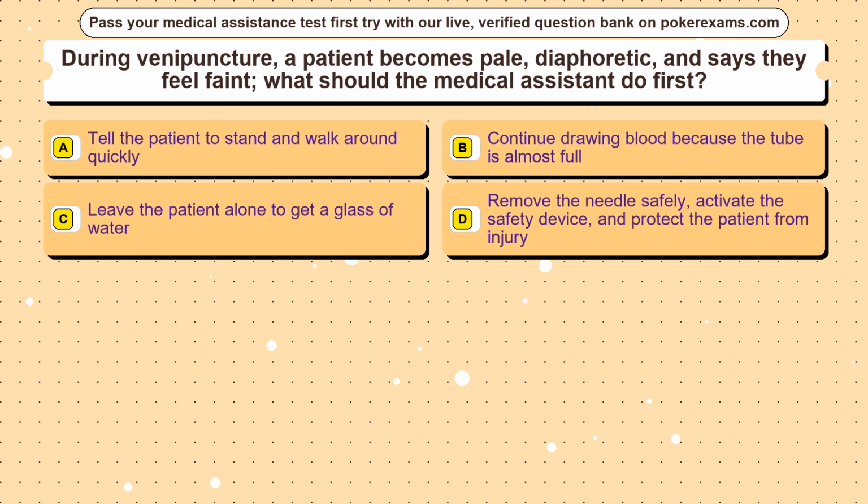Question 28. During venipuncture, a patient becomes pale, diaphoretic, and says they feel faint. What should the medical assistant do first? Option A. Tell the patient to stand and walk around quickly. Option B. Continue drawing blood because the tube is almost full.